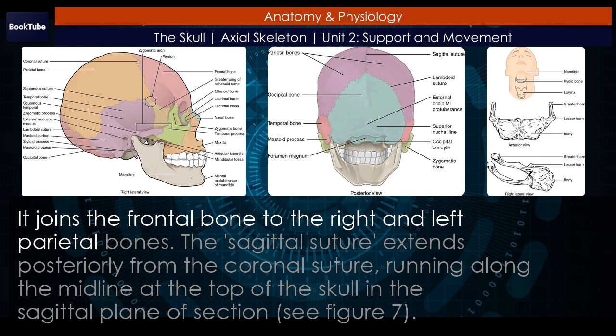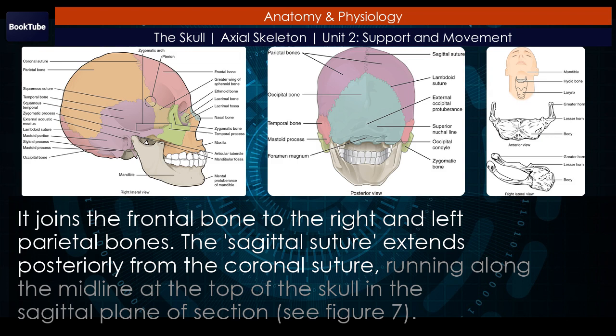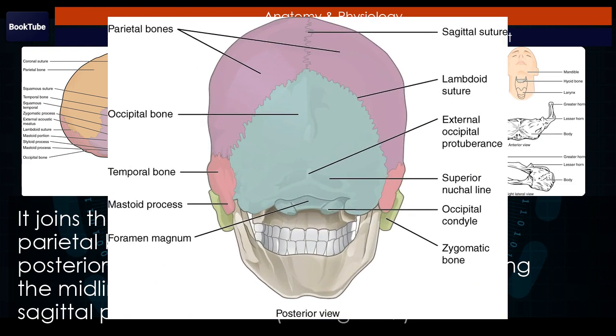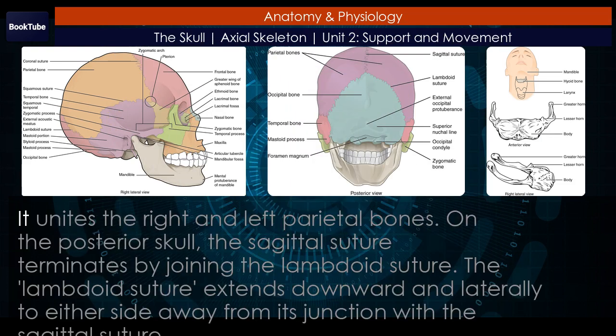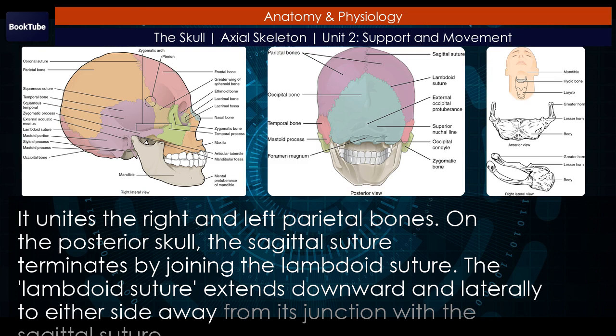bones. The sagittal suture extends posteriorly from the coronal suture, running along the midline at the top of the skull in the sagittal plane of section. See Figure 7. It unites the right and left parietal bones. On the posterior skull, the sagittal suture terminates by joining the lambdoid suture. The lambdoid suture extends downward and laterally to either side away from its junction with the sagittal suture.